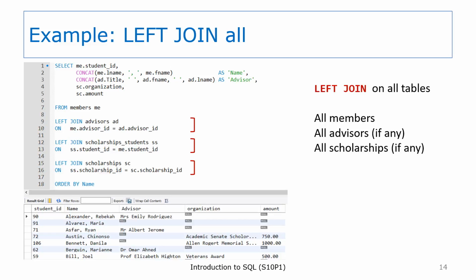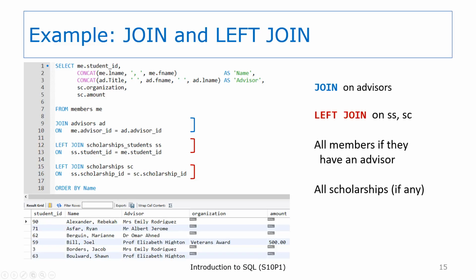We also use a left join to the scholarship students table. That means that we want to see all member rows and their scholarships if they have any. If they do not have any scholarships, a null value appears in place of the organization and the amount. In other words, this select is showing all of the rows in the members table and all of the additional data for advisors and scholarships if there is any. As you can see, some members have an advisor but no scholarship. Some members have a scholarship but no advisor. One member does not have an advisor or scholarship, and one member has both an advisor and a scholarship.